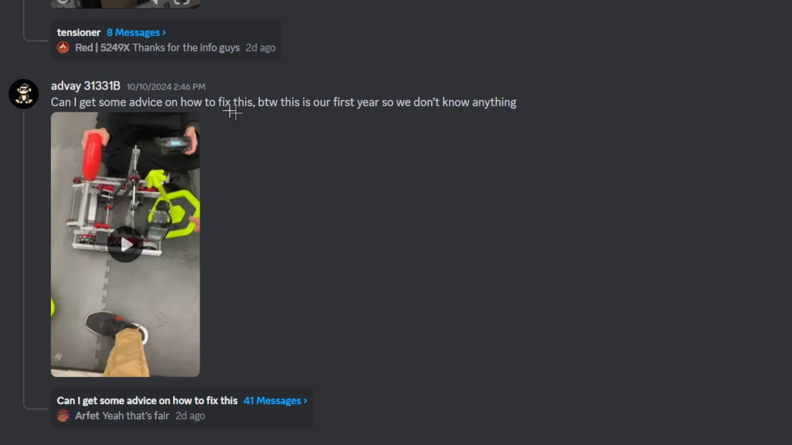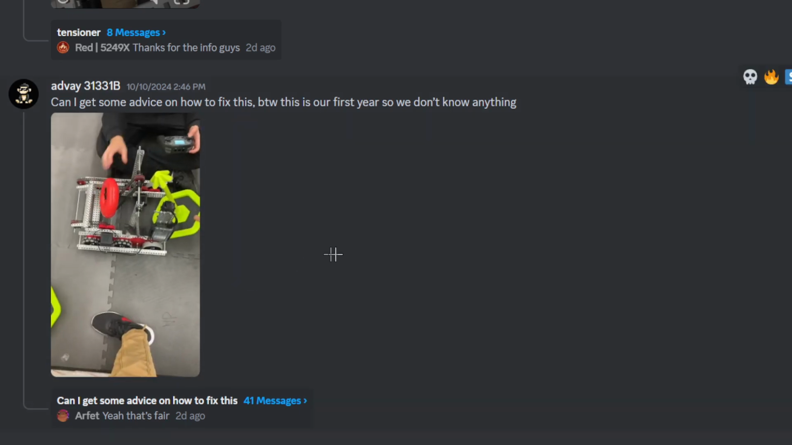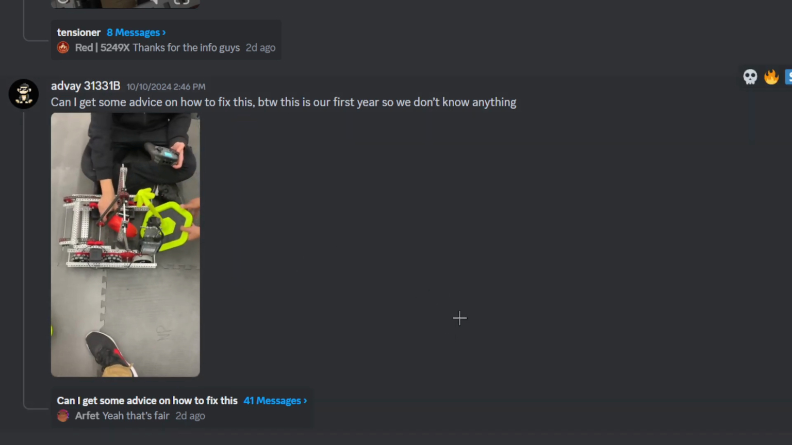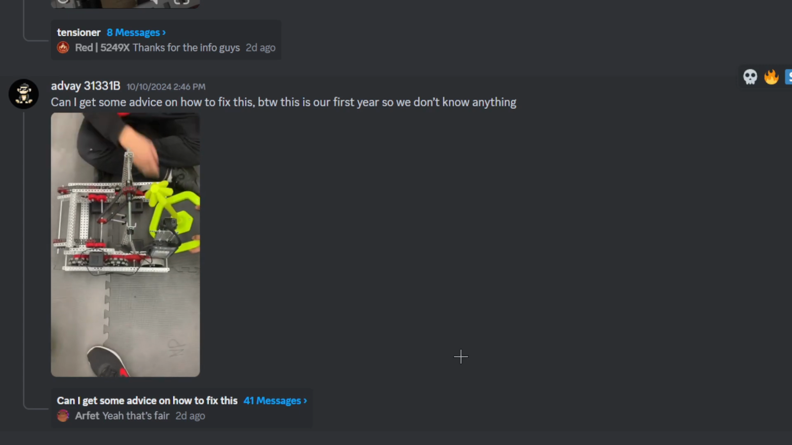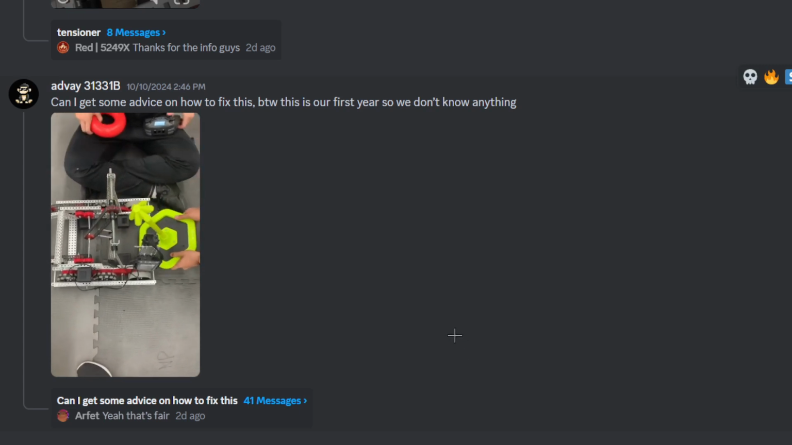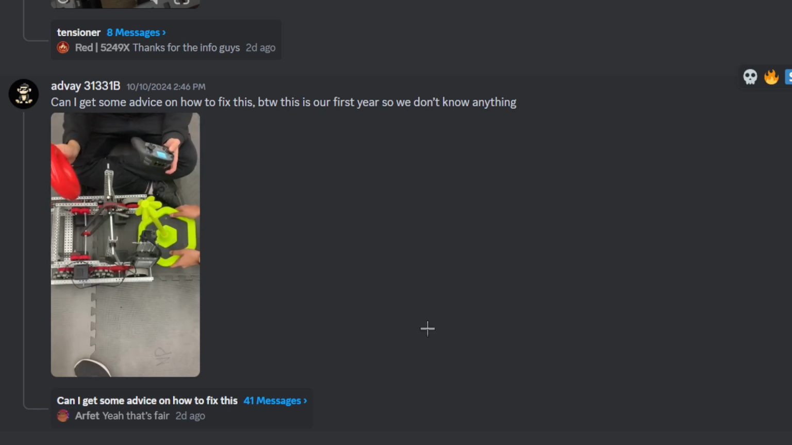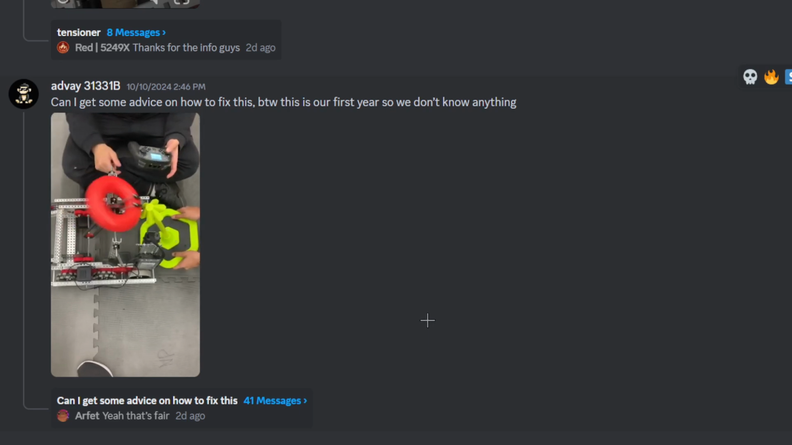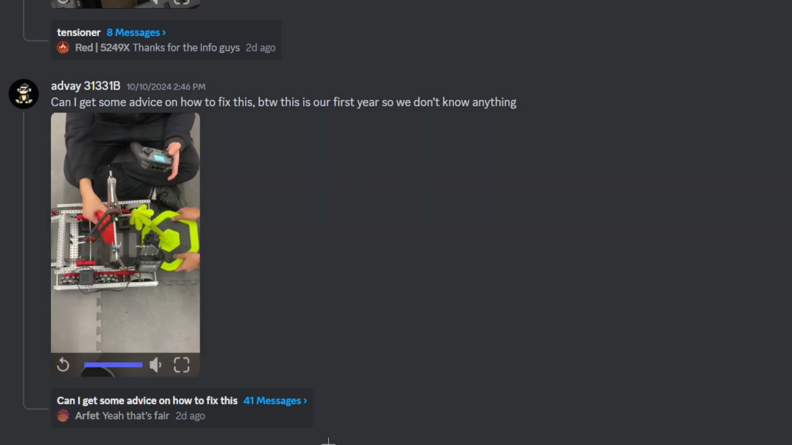31331B has some advice on how to fix this. So what do we need to fix here? Speeding it up helps a lot, because the centripetal force from speeding it up will let the ring be more off of the robot, and then it will just dunk it on. So just speed it up, and I would think it would just work.